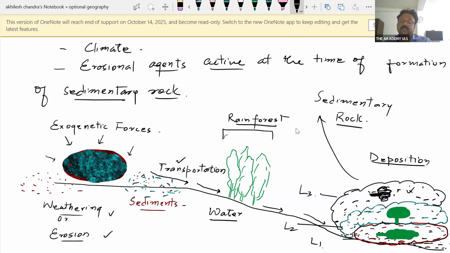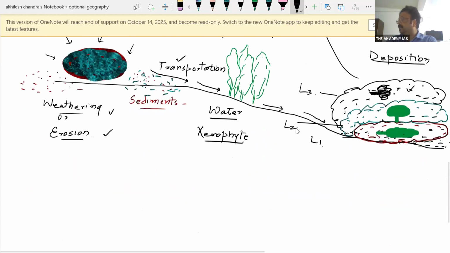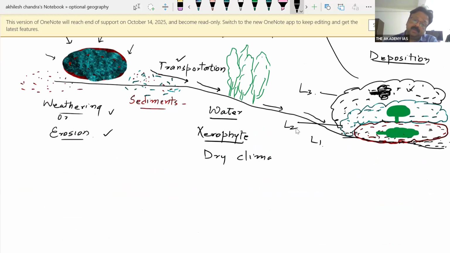Suppose that fossil is xerophyte. If the fossil is xerophyte, then what happens? Certainly the climate is dry. There was a dry climate. And due to xerophyte, we can have the understanding of a dry climate. In a dry climate, wind will be the prominent agent. Wind will be the agent.